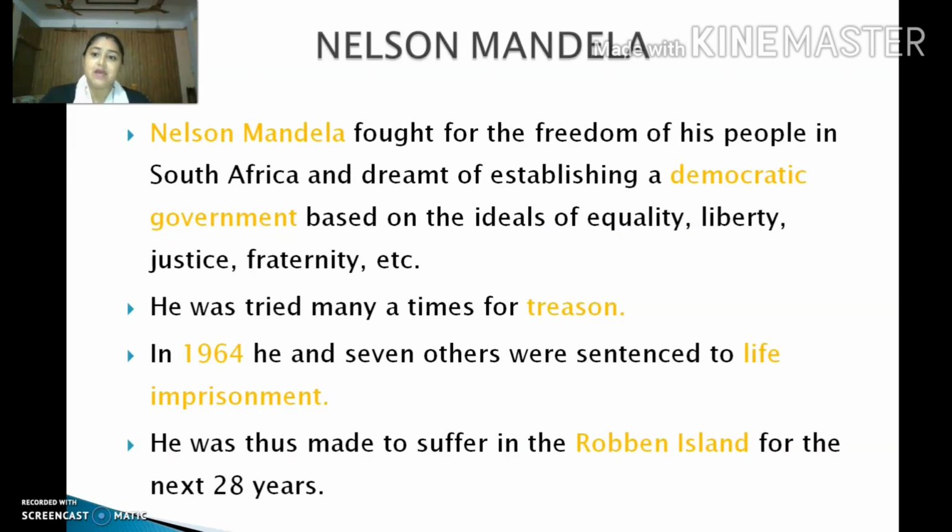In 1964, he and 7 of his fellow mates were sentenced to life imprisonment. That means till they are alive, they have to be inside the prison. And in order to ensure that Nelson Mandela suffers, he was shifted to Robben Island for 28 years. Robben Island had the most dangerous prison that was prevalent in South Africa at that time. So in order to ensure that he suffers for the maximum amount of time, he was sent to Robben Island for his punishment.